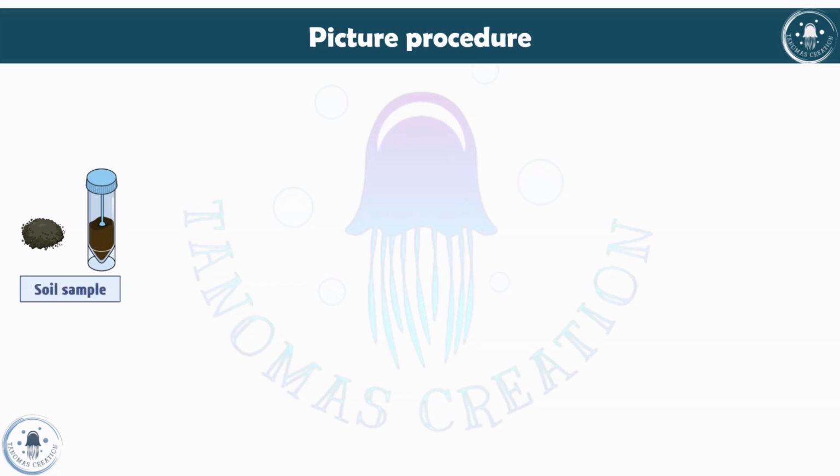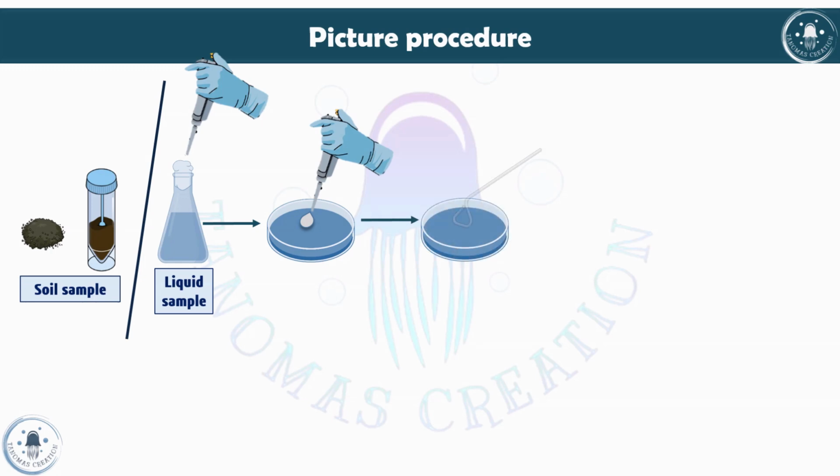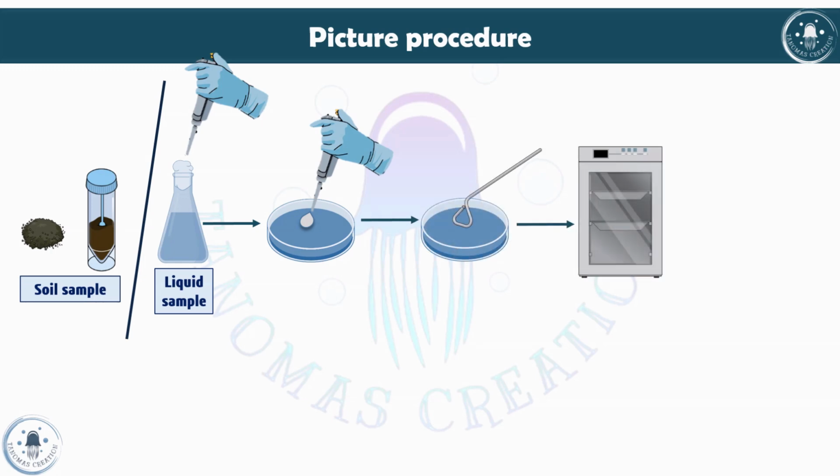If you take the soil sample, you need to make a liquid suspension. Please remember that. This is a liquid sample. Now from here, you need to take 0.1 ml and put it in your agar plate. Then you do the spreading and then you put it in the incubator in the inverted position. Remember that also. And then you observe for the colonies after the time interval, that is 24 or 48 hours.